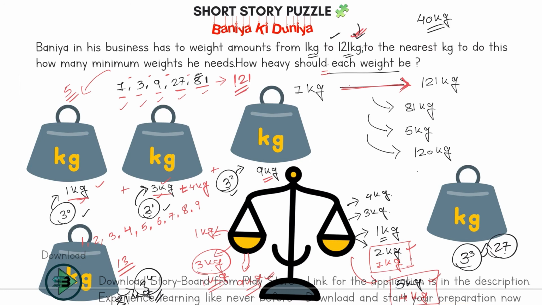So this is a simple trick. Powers of 3 is the answer to this, and you know the logic behind this as well. Just reach the maximum. If you can't reach 121 by 3 power 4, then go to 3 power 5 as well to see if you can reach the maximum which is being asked in the question.